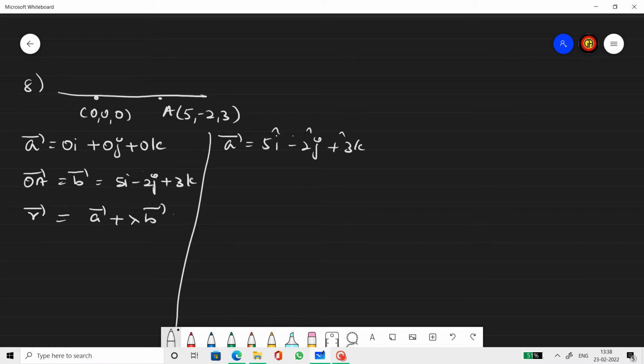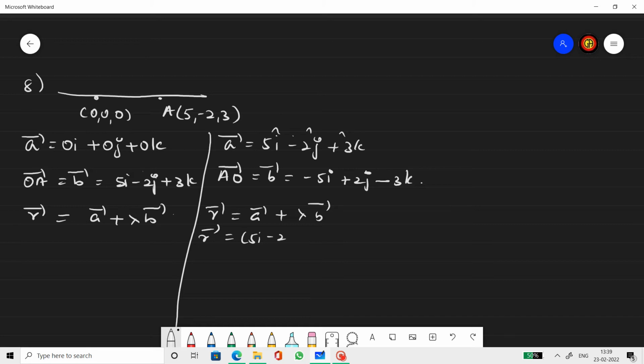And the AO vector will be the direction vector because I'm viewing from A, which is going to be my B vector, which will be 0 minus 5, so minus 5i plus 2j minus 3k. Now r vector equals a vector plus lambda times b vector. So r vector equals 5i minus 2j plus 3k plus lambda times minus 5i plus 2j minus 3k.